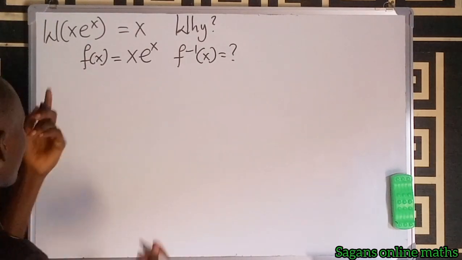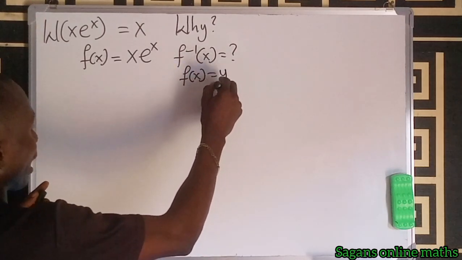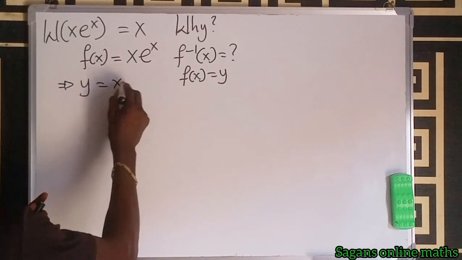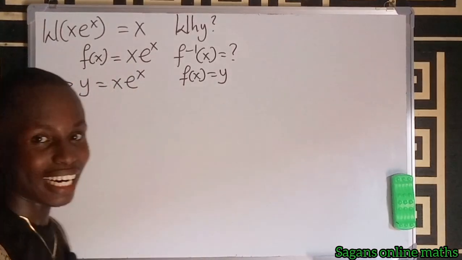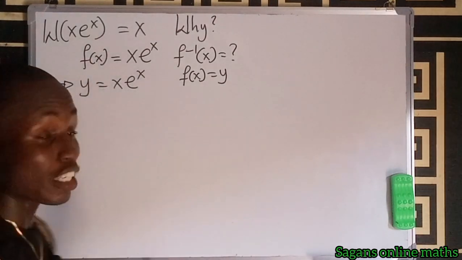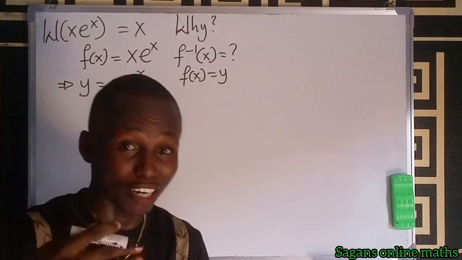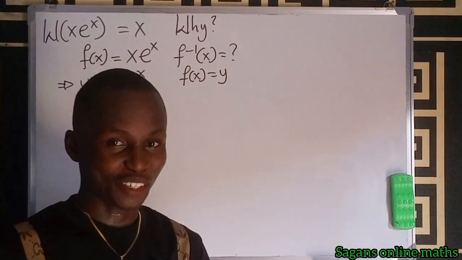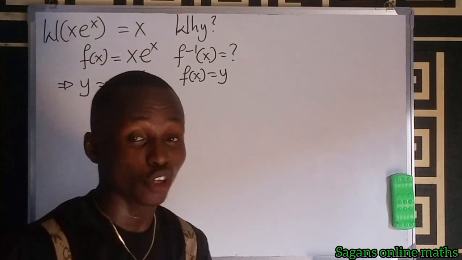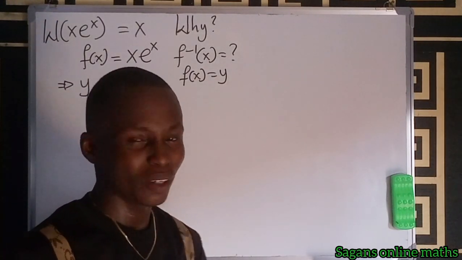Take note that f of x simply means y. It implies that y is equal to s multiplied by e to the x. Remember, we are looking for the inverse function. What is an inverse function? An inverse function is a function that reverses the operation of another function. But what are we going to do?